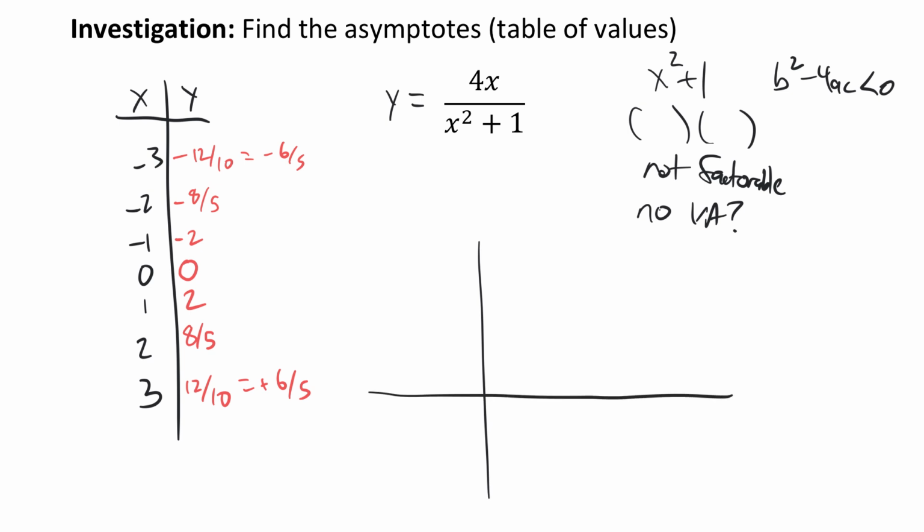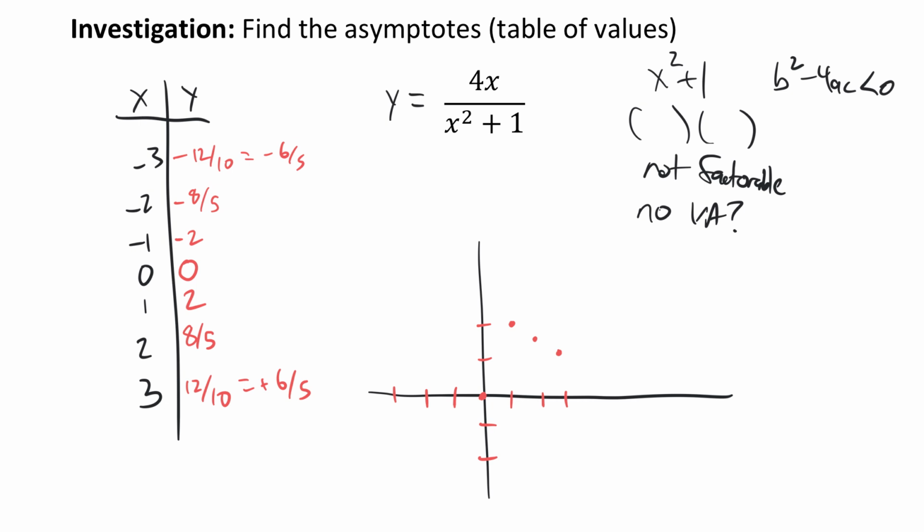So at 0, 0, 1, 2, 2 and 8/5. Well, that looks like it's coming down a little bit. 8/5 is between 1 and 2. 3 is going to be 6/5, so pretty close to 1. Huh. Okay, well let's go on the other side.